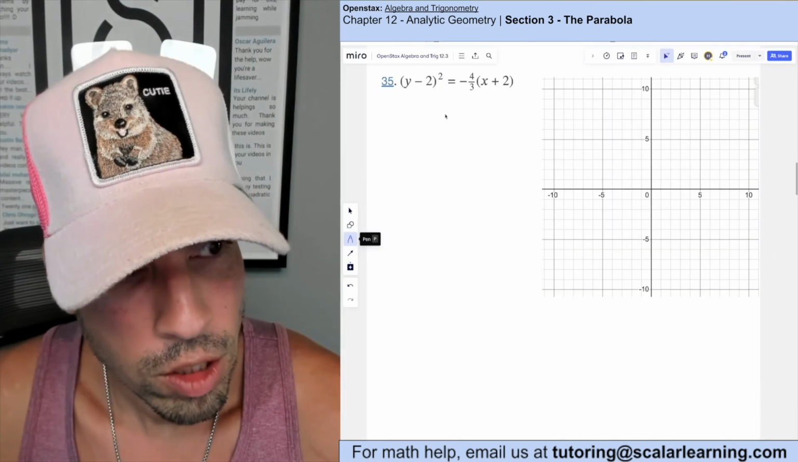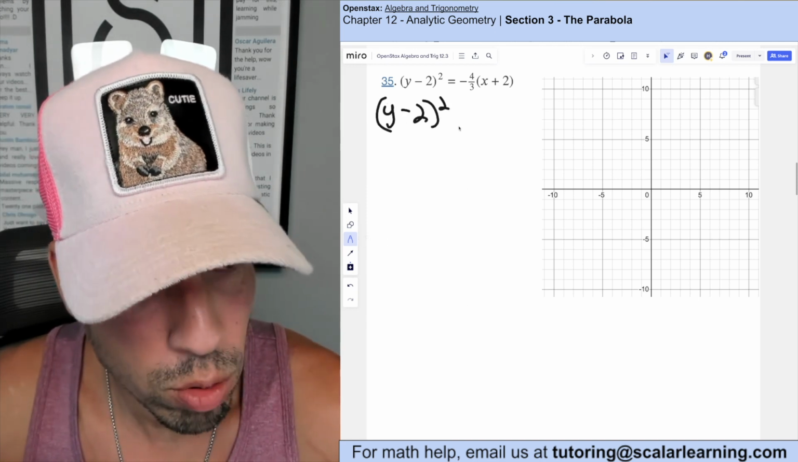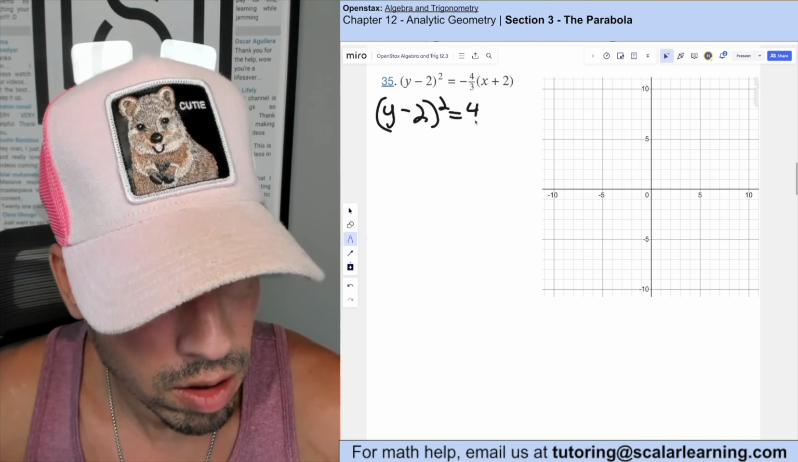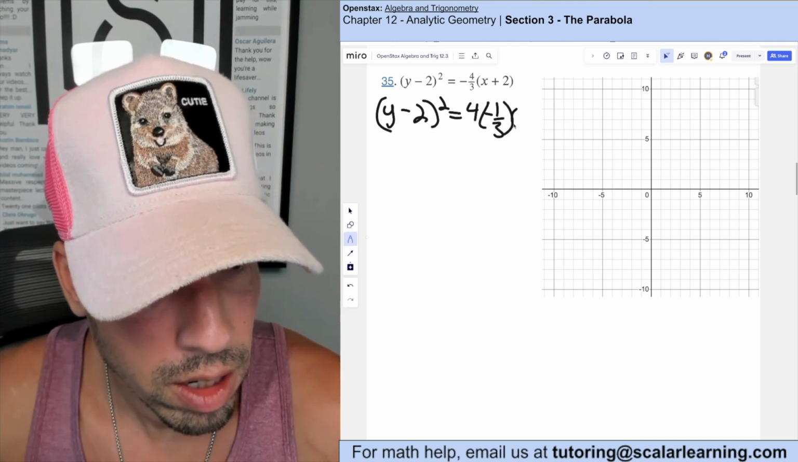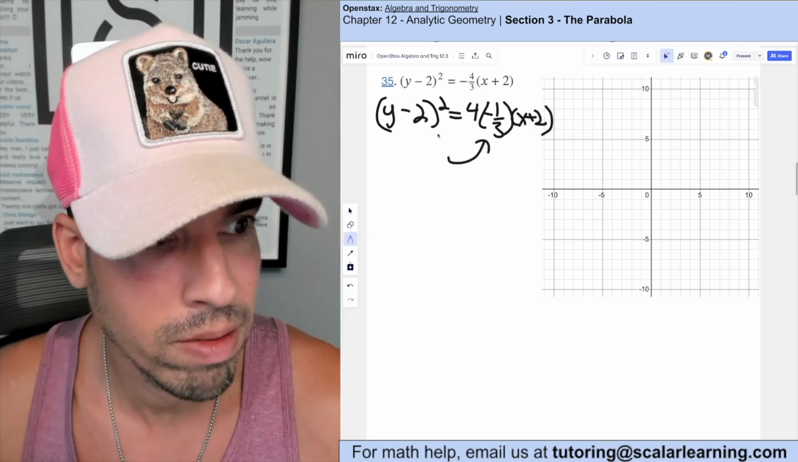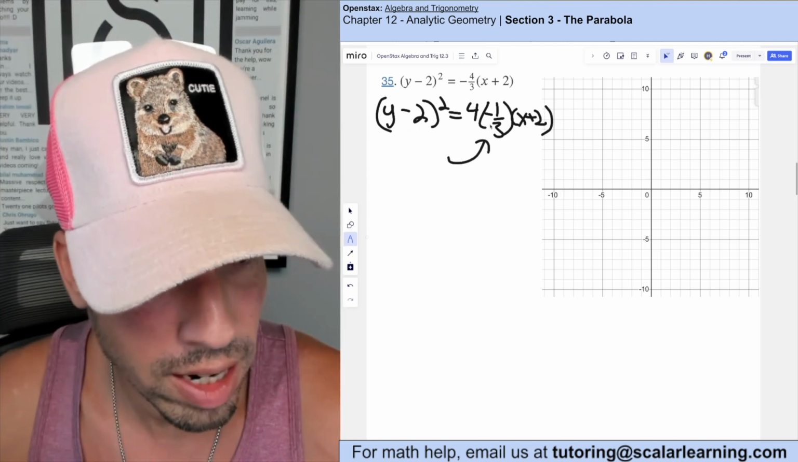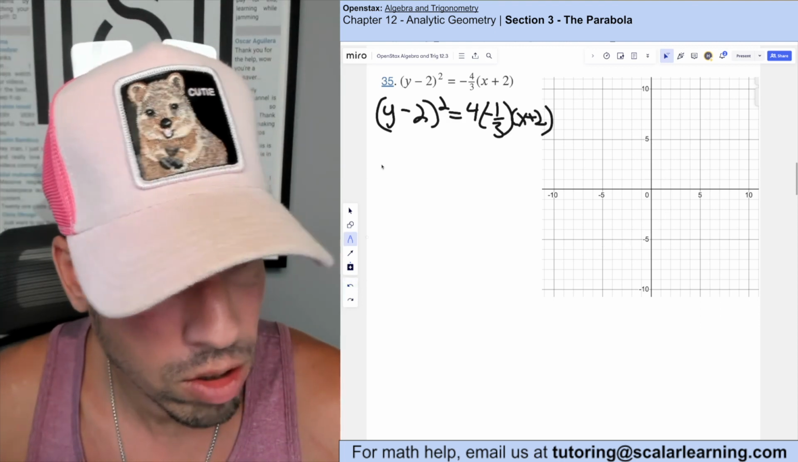Done. So for this one, we pretty much got it in an amazing format. The only thing I'm going to do is pull the 4 out over here, and dividing that by 4, we get negative 1/3, and then x plus 2. Okay, that's just going to help me so we can see a nice clear p-value. Again, it's y squared and it's a negative p-value, so that means we're opening this way.